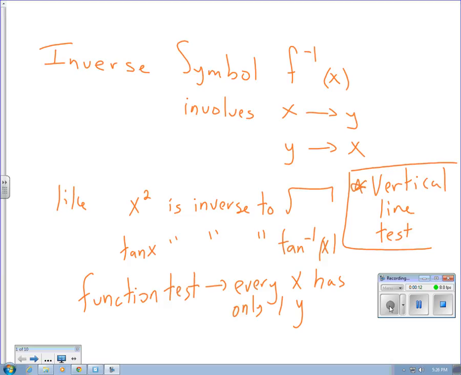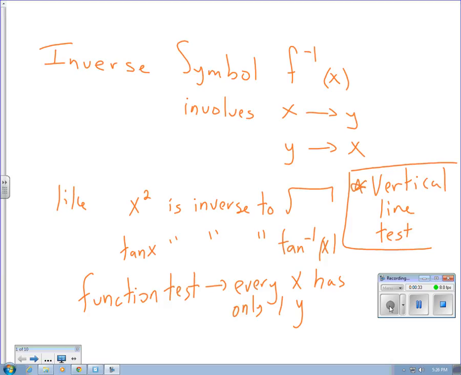We're going to be finding the inverse of a function. The symbol is f to the minus 1 of x, a slightly different function notation. It does not mean reciprocal, it does not mean divide, it's f to the minus 1, specifically reserved for function notation.